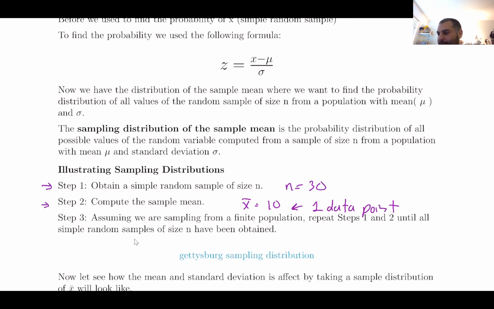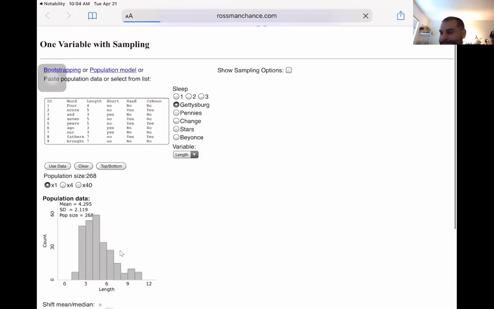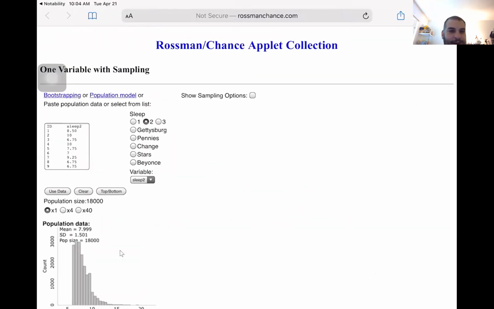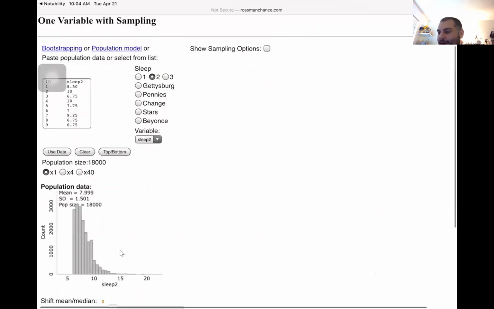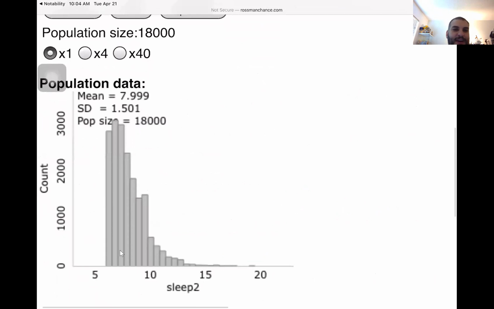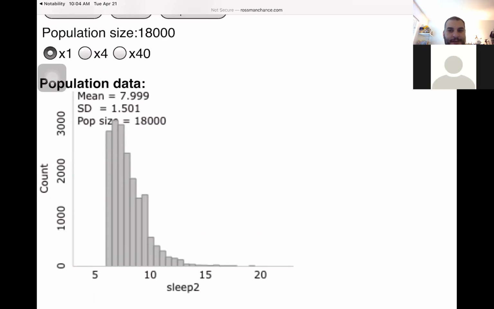So let me do this. All right, here's our population distribution. Looking at our population distribution, what type of distribution does it have? Is it skewed to the left, skewed to the right, or symmetric? If you don't want to speak up, you can put it in the chat. Skewed to the right. Yeah, skewed to the right.